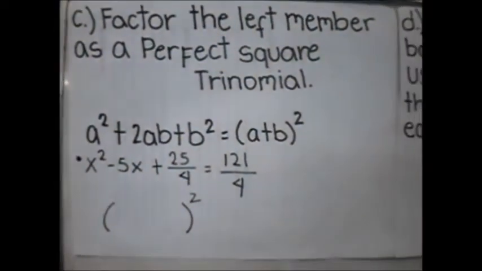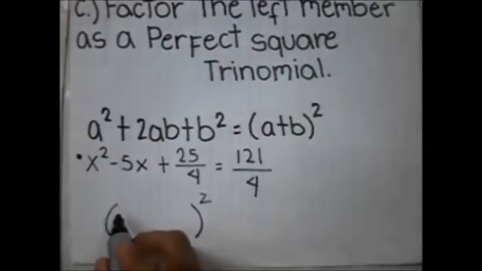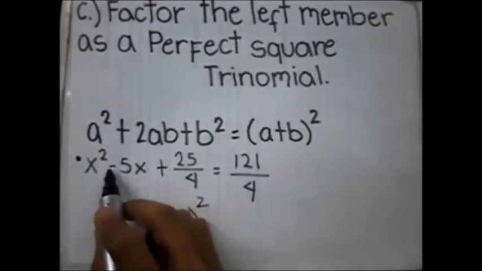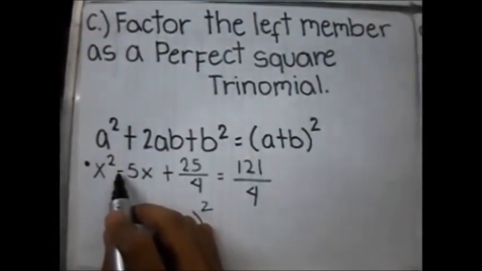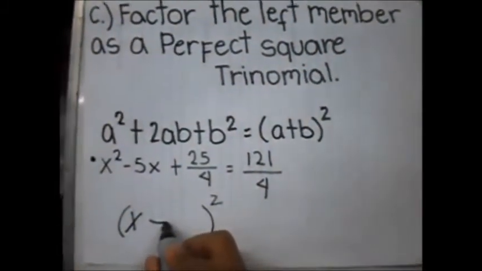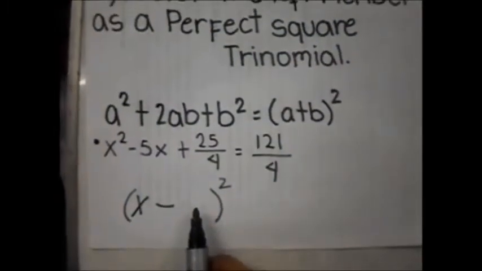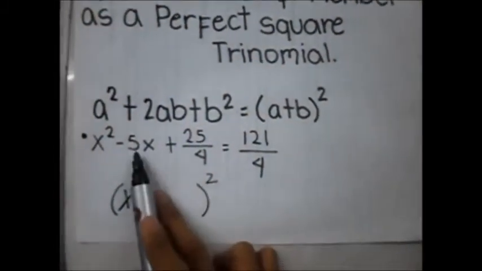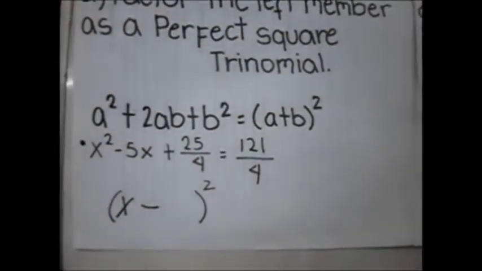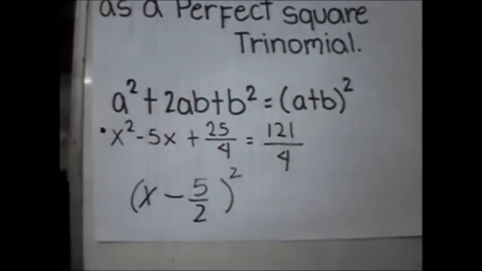So we need first to find the value of a in the equation. The a is the x. Then, because the first sign in that equation is negative, we must put the negative here. To find the last number, we need to think of a number that if we multiply by 2, the answer is 5, and if we square it, the answer is 25 over 4. So the answer is 5 over 2.